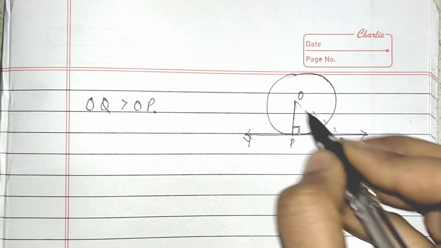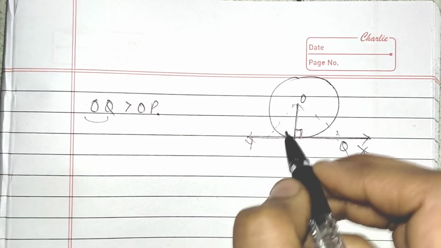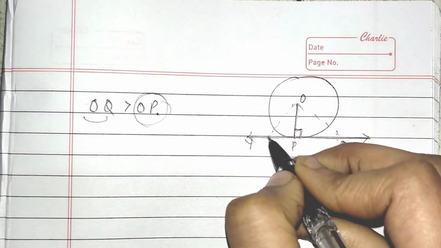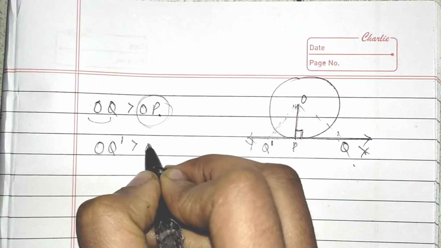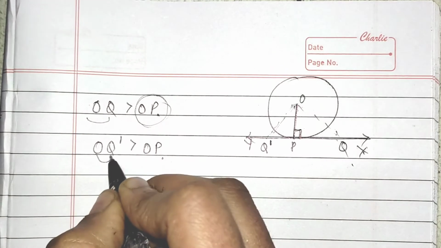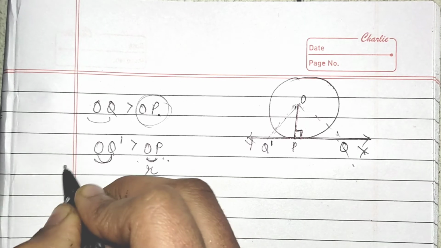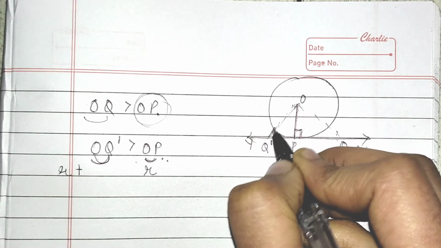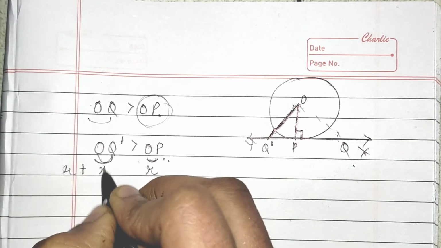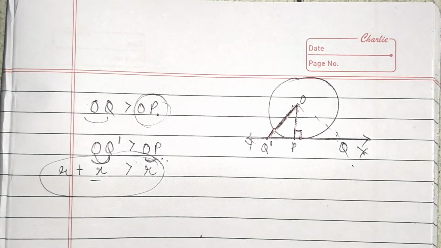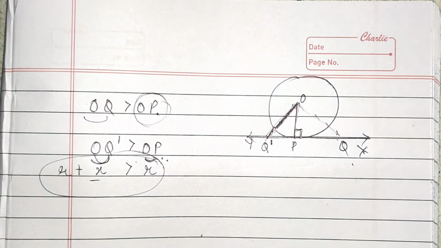This will happen with any other point also, right? My OP will always be the shortest distance. Suppose I take another point Q dash, then my OQ dash will also be greater than OP. Why is it greater than OP? Because OP is only my radius, and OQ is my radius plus this distance also. Radius plus something will be greater than my radius. So that's why OQ dash or OQ will be greater than my OP.